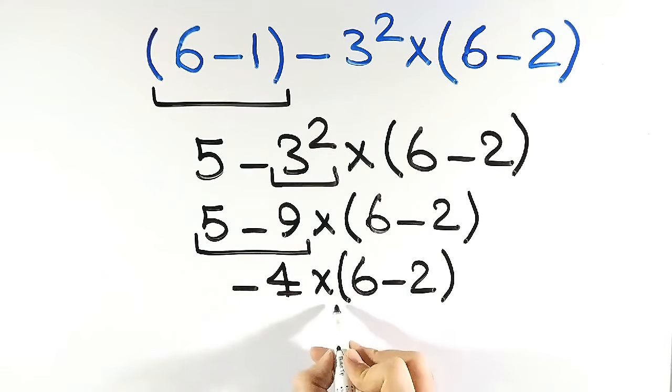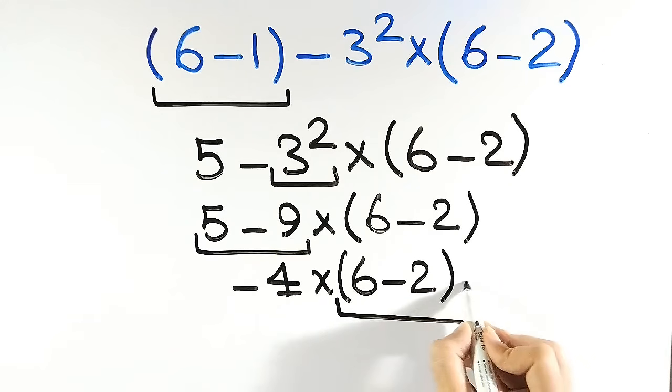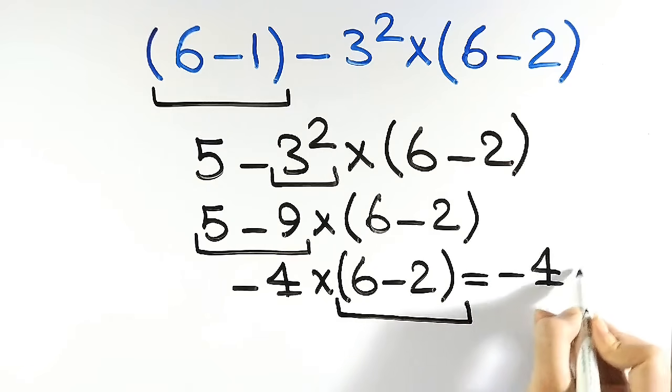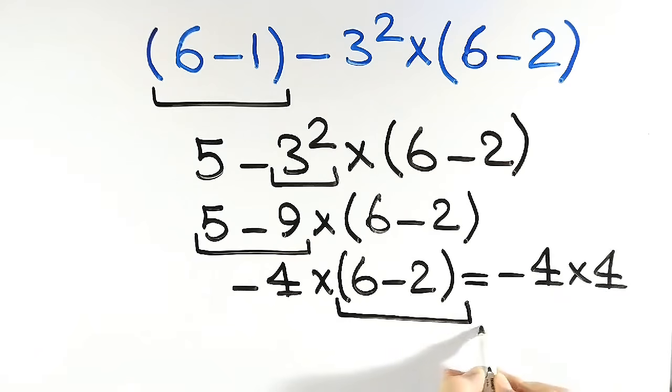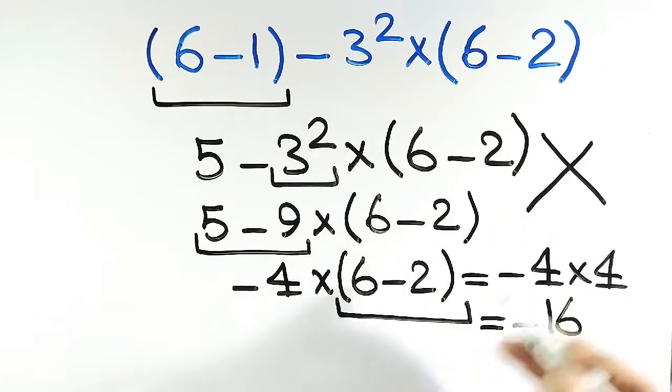And the final step, they go to the expression inside the parenthesis and instead of this expression, they write negative 4 multiplied by 4, which finally gives them the answer, negative 16. However, this answer is absolutely wrong.